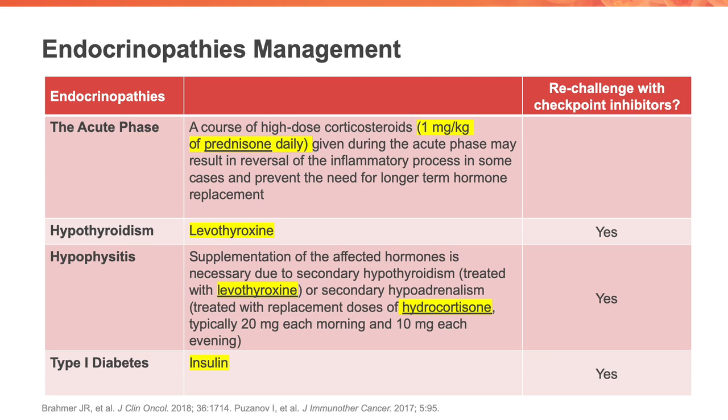Practically, we really just have to supplement the hormone that is typically secreted by that gland. For example, for hypothyroidism, we just give levothyroxine. For hypophysitis, we give levothyroxine and hydrocortisone if needed. For type 1 diabetes, we give insulin. And you can almost always re-challenge with checkpoint inhibitors in this situation. You just supplement with the hormone that's needed and re-challenge and put the patient back on checkpoint inhibitors, especially if the patient is benefiting clinically from checkpoint inhibitors.